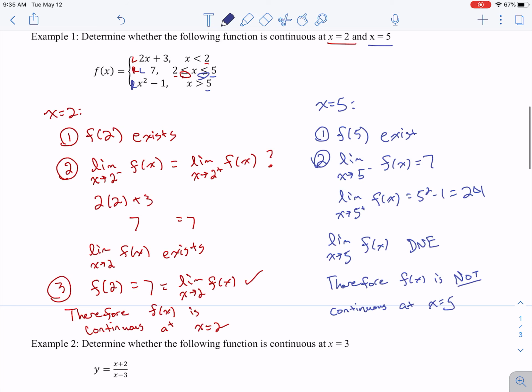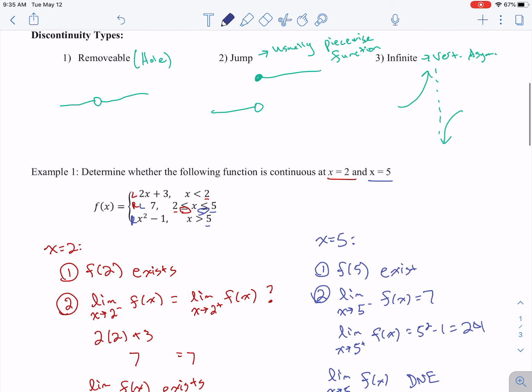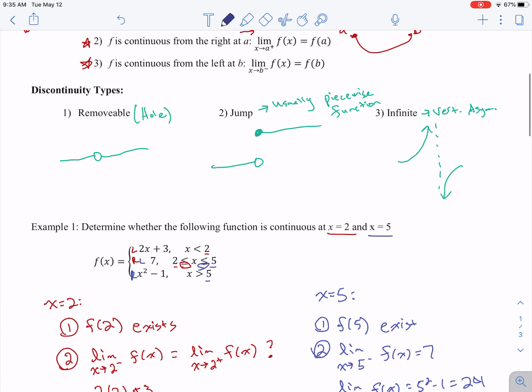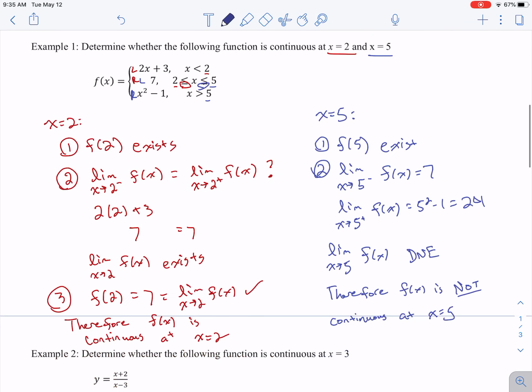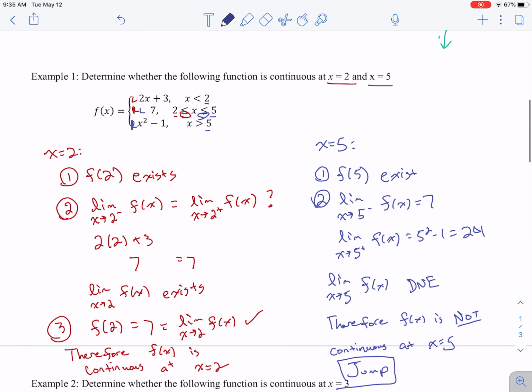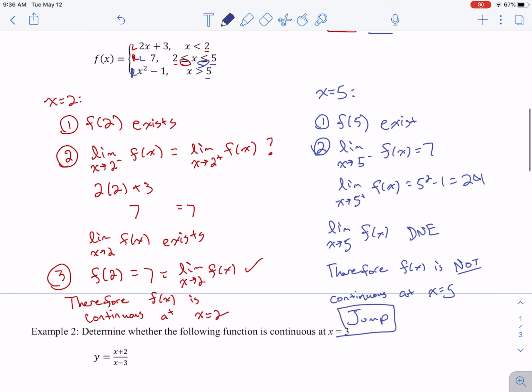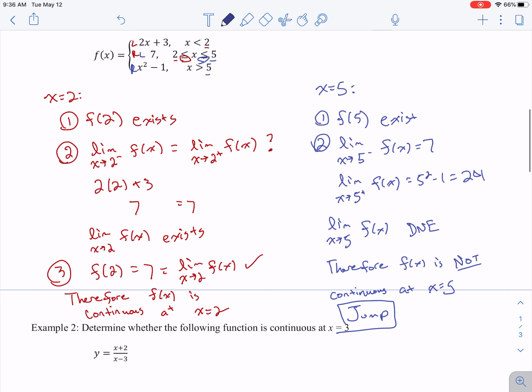And by the way, real quick, this is going to be a removable discontinuity. Okay, it's removable. Sorry, not removable. It is not removable. It's a jump. Because whenever the limit doesn't exist from the right and the left, so if 2 fails, it is a jump. Because the limit on the right and left are different. Okay?